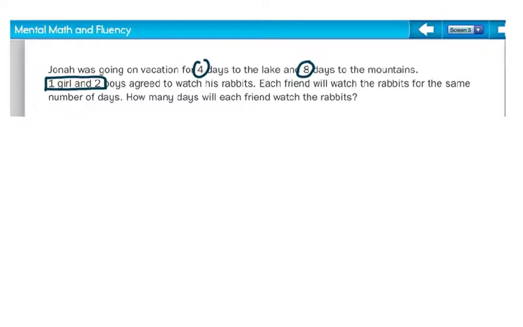So the first thing we need to do is figure out how many days he will be gone. So let's write an equation for that. 4 days to the lake, write this on your whiteboard, plus 8 days to the mountains. So we're going to add together those days. Then we are going to divide that by how many friends are going to watch the rabbits. So 1 plus 2, and that's what we're going to solve.